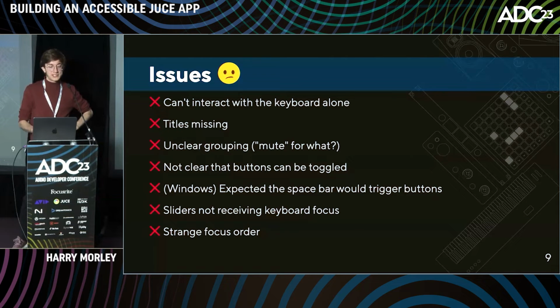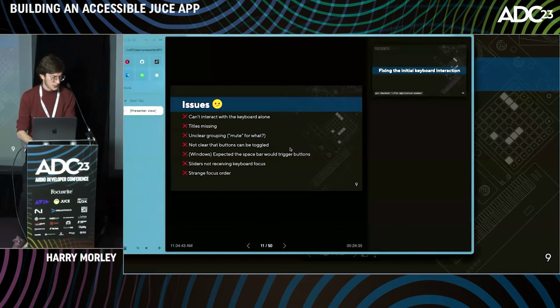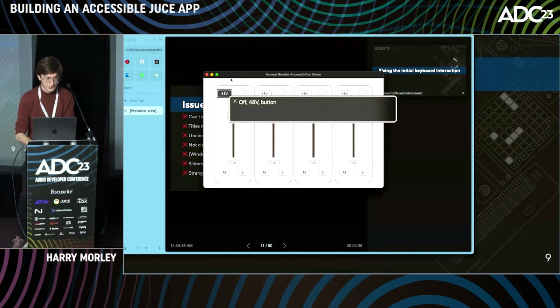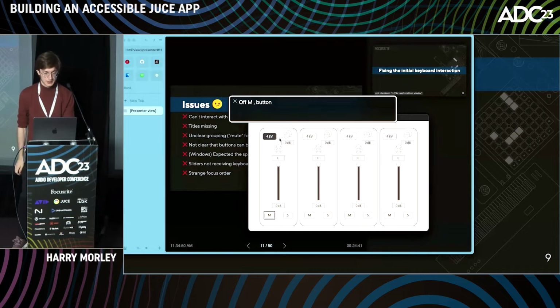When we were tabbing, I can't remember if I showed, but if you used tab, it would just go over the buttons. Quickly show. So VoiceOver off. 48V button. If I go tab, off. M button. Off. S. Off. Off. Off. Off. It's just going over the buttons.